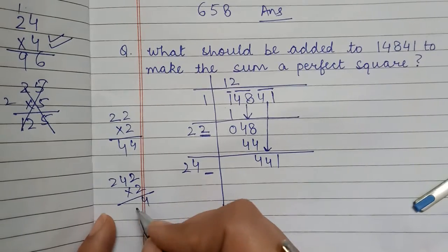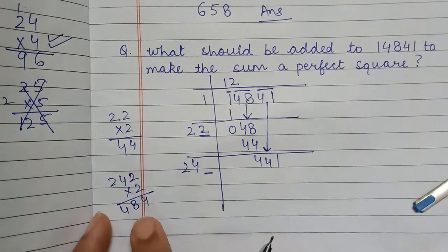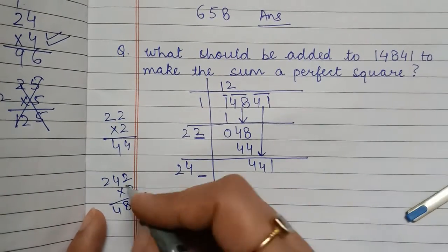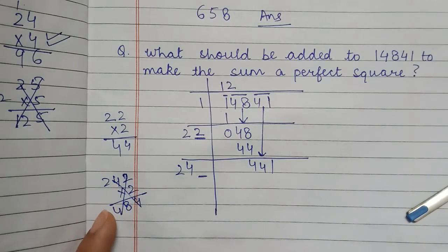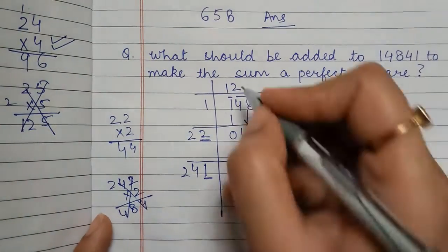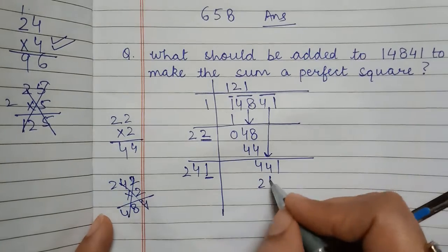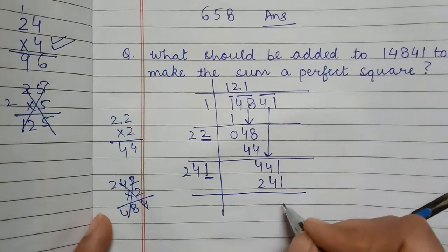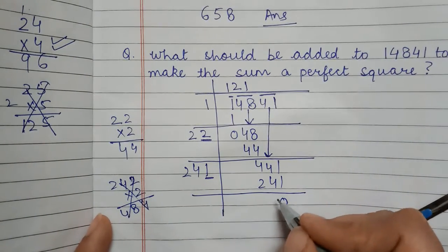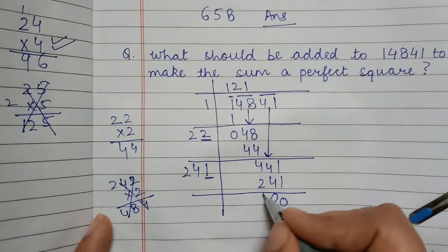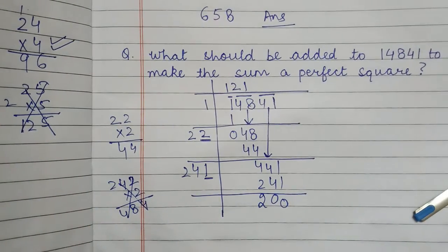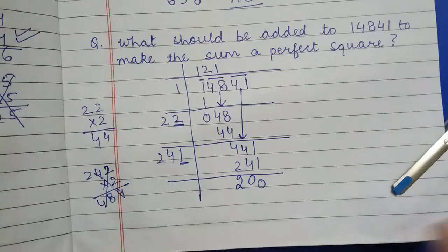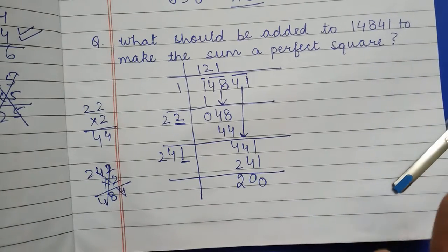2 2s are 4, 2 4s are 8, 2 2s are 4. 484 is greater than 441, so we cannot keep the 2. We will take 1. If we keep 1, it will be 241. Subtract: 4 minus 4 is 0, and it is 200. Correct? Now here the square root ended.